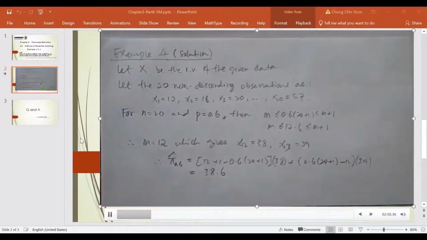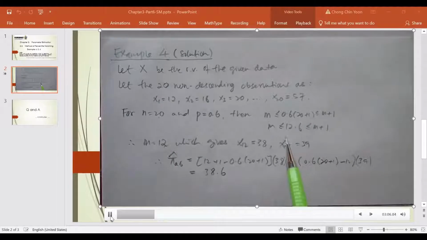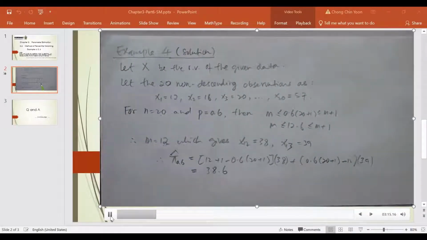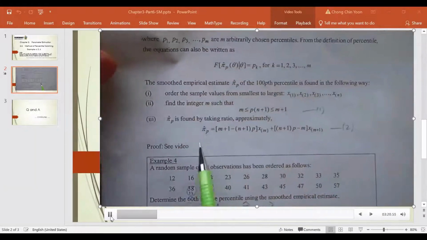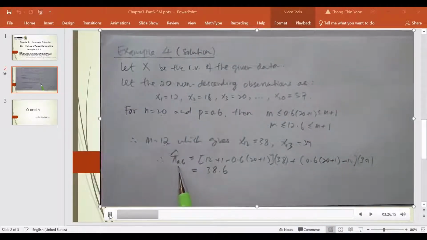38.6. In order to find the estimate of the 60th percentile, we need to find the integer m by using this inequality. So once you have the m, you can get the xm, that is x12, and the xm plus 1, that is x13. After that, apply all the information we found and substitute into this equation, you will get the result of this estimate of the 60th percentile, that is 38.6.